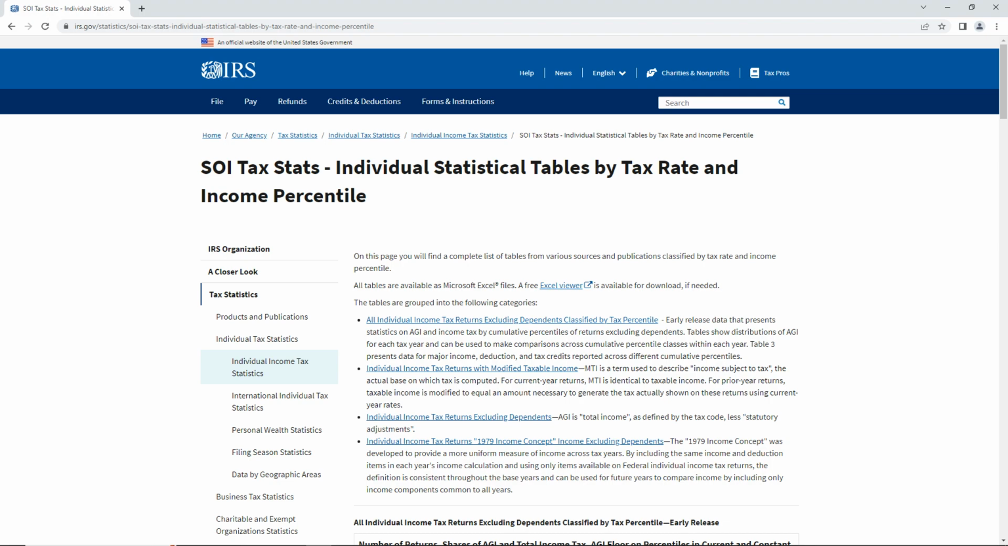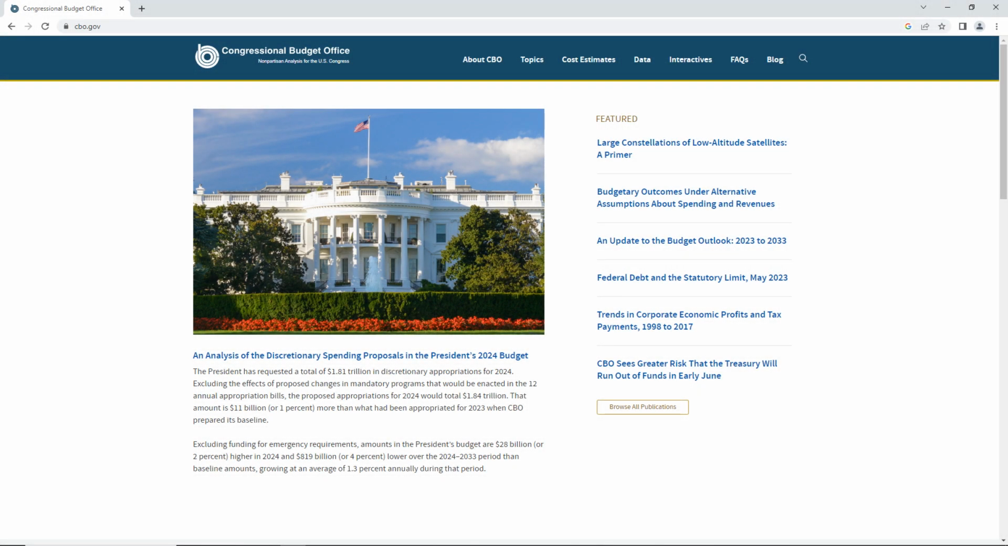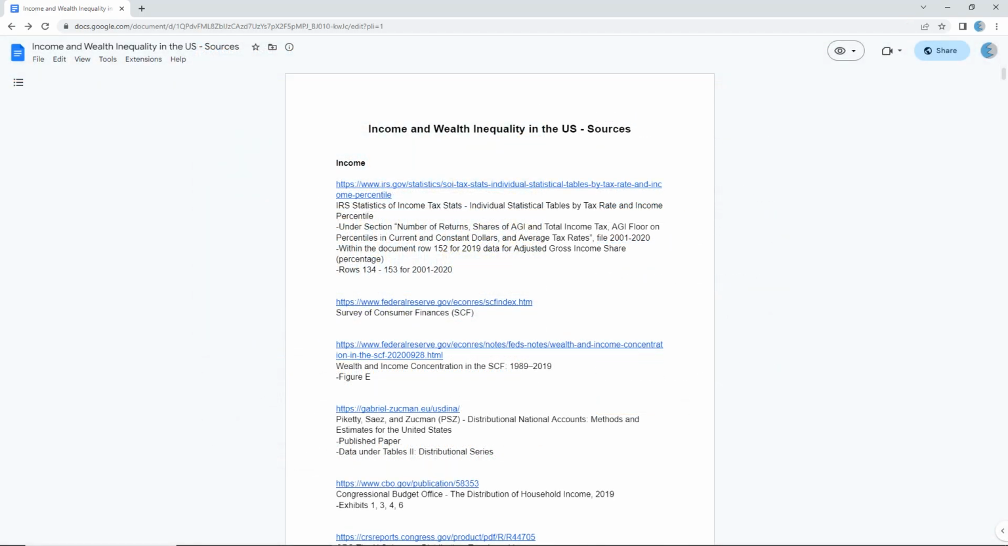Along with these main sources, there are additional sources that provide analysis and explanation of the data. These include the Congressional Budget Office, the Federal Reserve, various think tanks, and articles and papers published by economists. For all of the sources that we use, there is a link in the description. You can use this to look at the data for yourself and explore it in greater depth. We will start by looking at income.